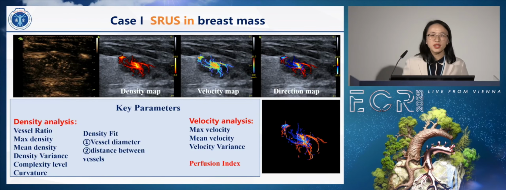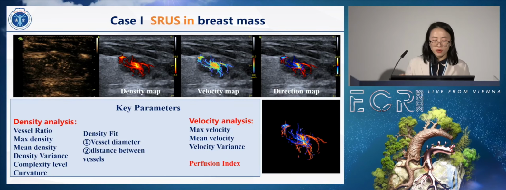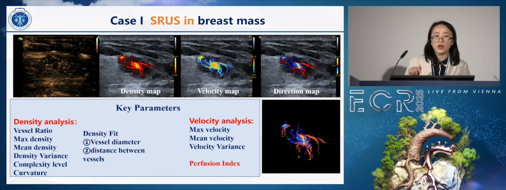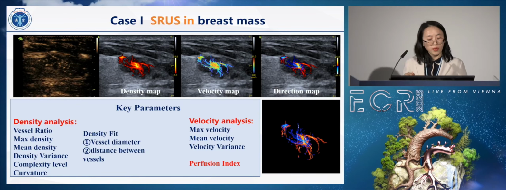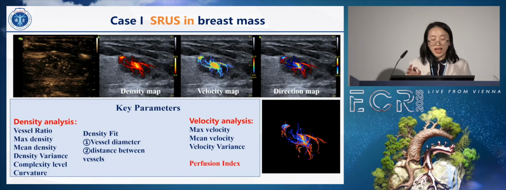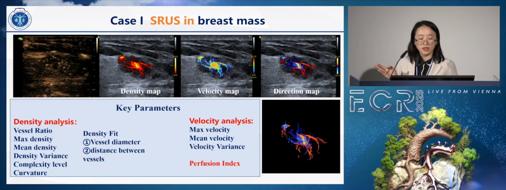Looking at this video, you can see the pattern of the vessels. The blood flow goes from the center of the breast mass to the peripheral area of this mass, and the vessels are thin, clear, and ordered. So that may be a pattern that helps you diagnose this breast mass.